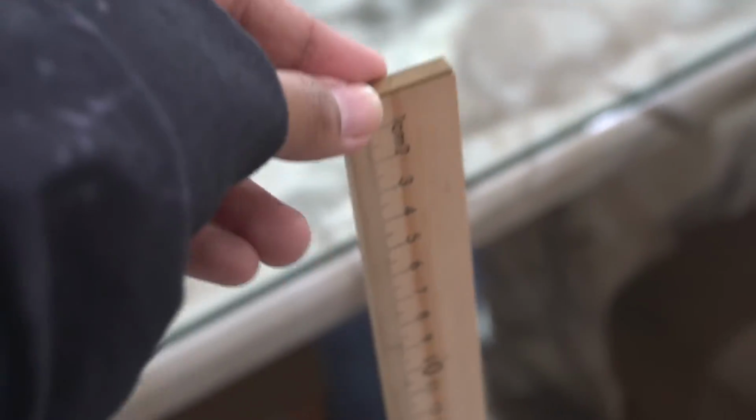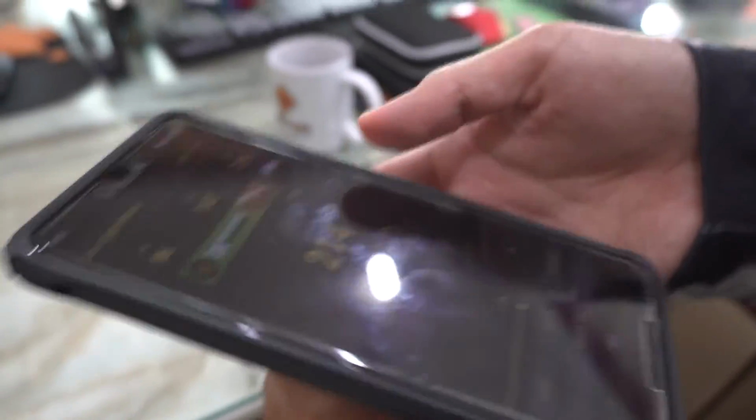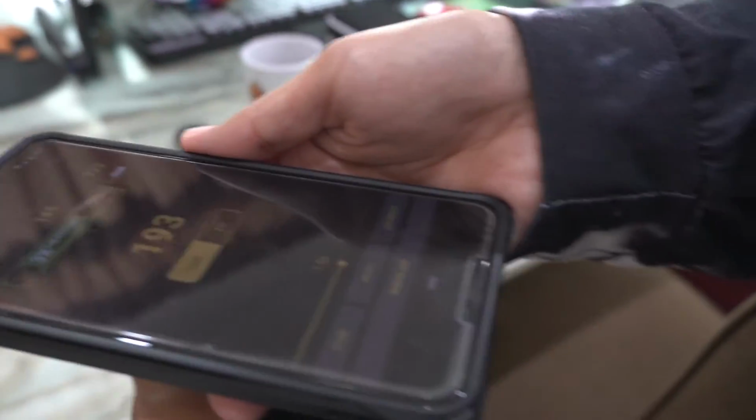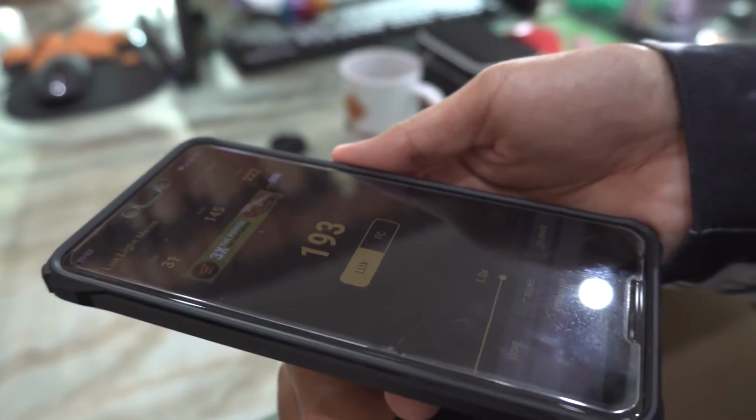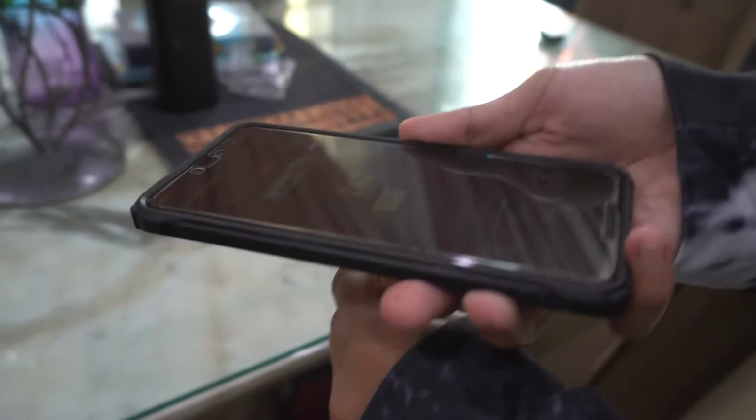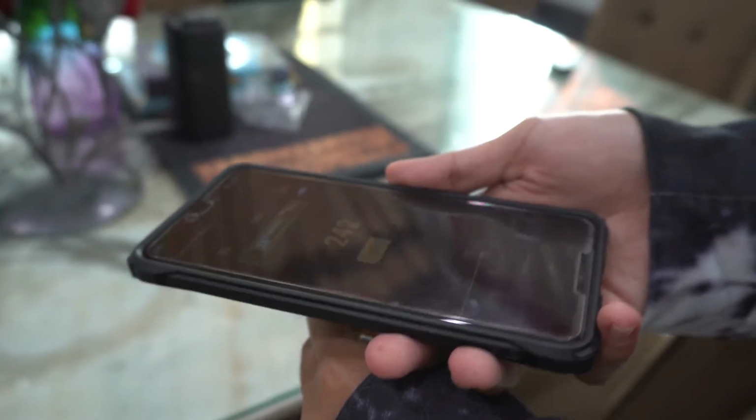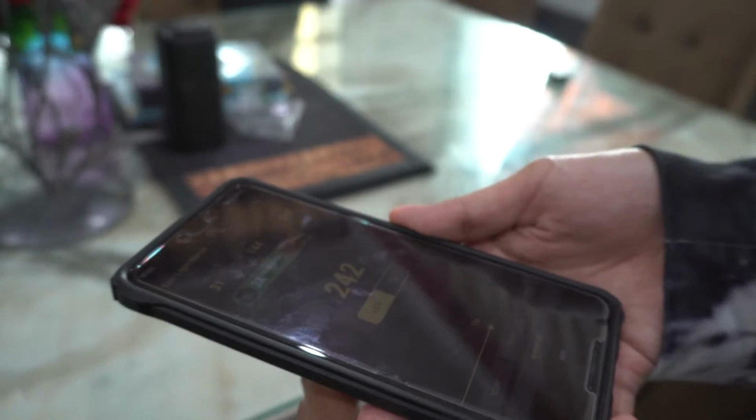And for measuring the lux meter, I will be measuring it 1 meter above from the ground. So right now we'll be starting at point 1. Point 1, as you can see, is 193 lux meter. And now we'll be measuring at point 2. Point 2 is 242 lux meter.